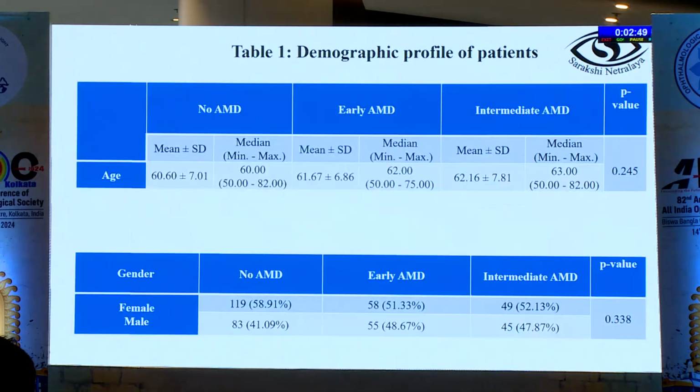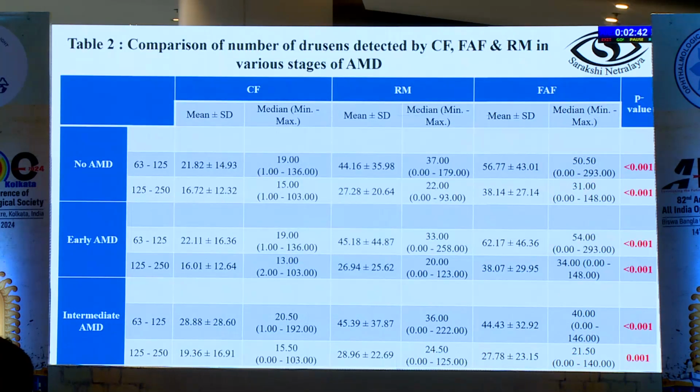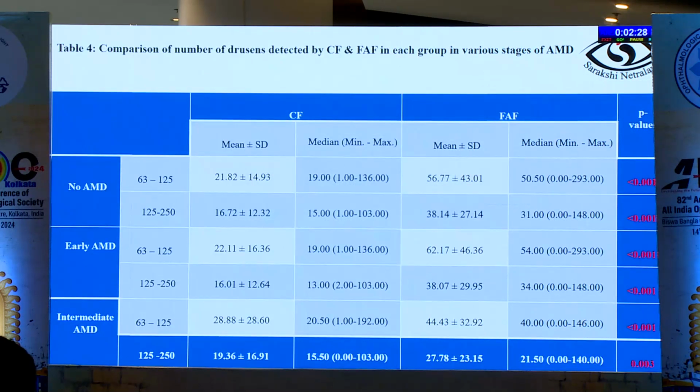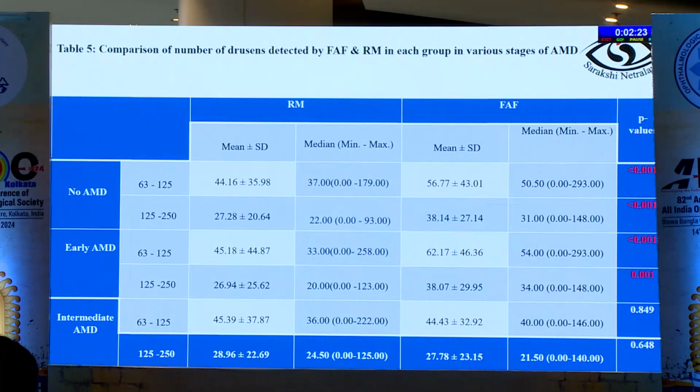Now coming to the results and discussion, the demographic profile between all the groups was not significant. When the number of the Drusen was compared in the color photo, FAF mode and the retro mode, the p-value was significantly high for the retro mode and the FAF mode. On the individual comparison, retro mode was superior to color photo. FAF was also found to be superior to color photo in detecting number of Drusen, while when we compared the retro mode with the FAF, it was found that only in the intermediate stage, retro mode was superior.